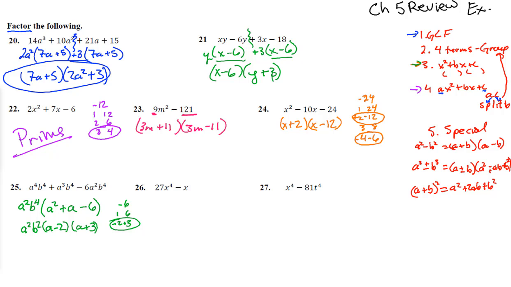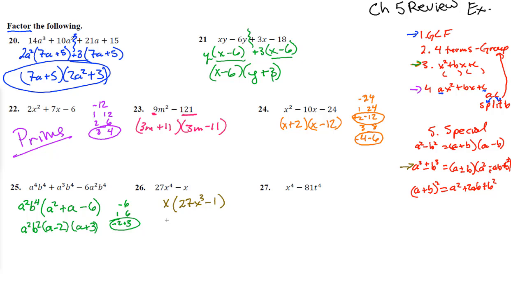Excellent. Now let's try number 26. Is there a common factor? There is a common factor of an x, and we're left with 27x cubed minus 1. What's left has 2 terms, so we're down here in the specials. Is 27 a perfect square? No, we can tell here we have a cube, so we're actually in this one right here. 27 is 3 times 3 times 3.